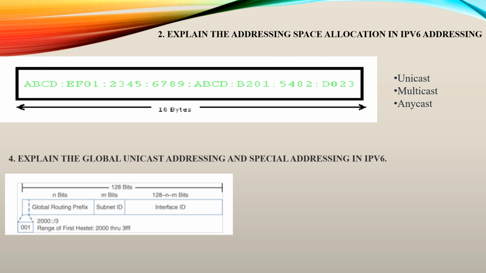So each of the fields will carry n bits, m bits, and 128 minus n minus m bits of data. So you have to draw this diagram and explain in detail what 001 is, what the global routing prefix, subnet ID and interface ID are, which will carry 10 marks.